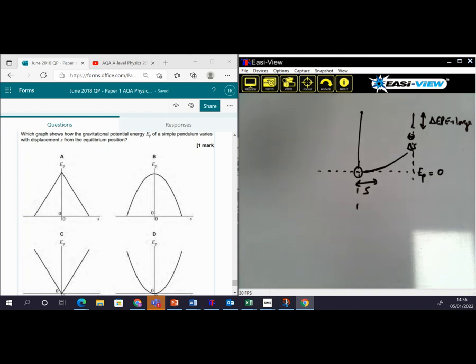So the easy bit is the fact that at zero, the potential energy is at a minimum, and then it's nonlinear. So the only example of a graph that gives you a zero when S is zero and nonlinear is D.